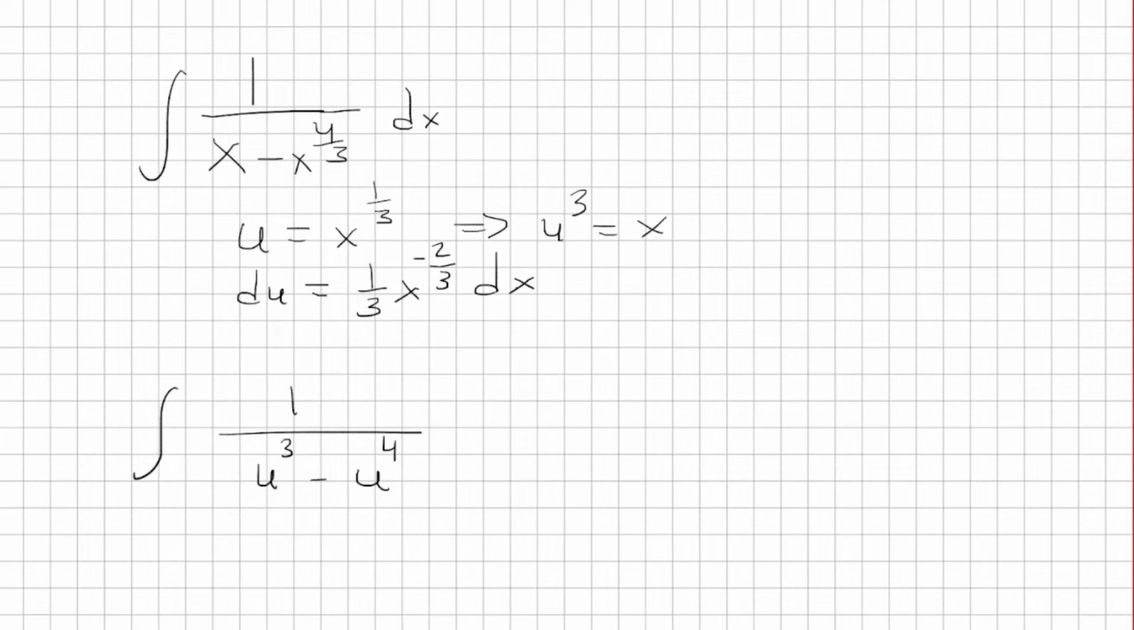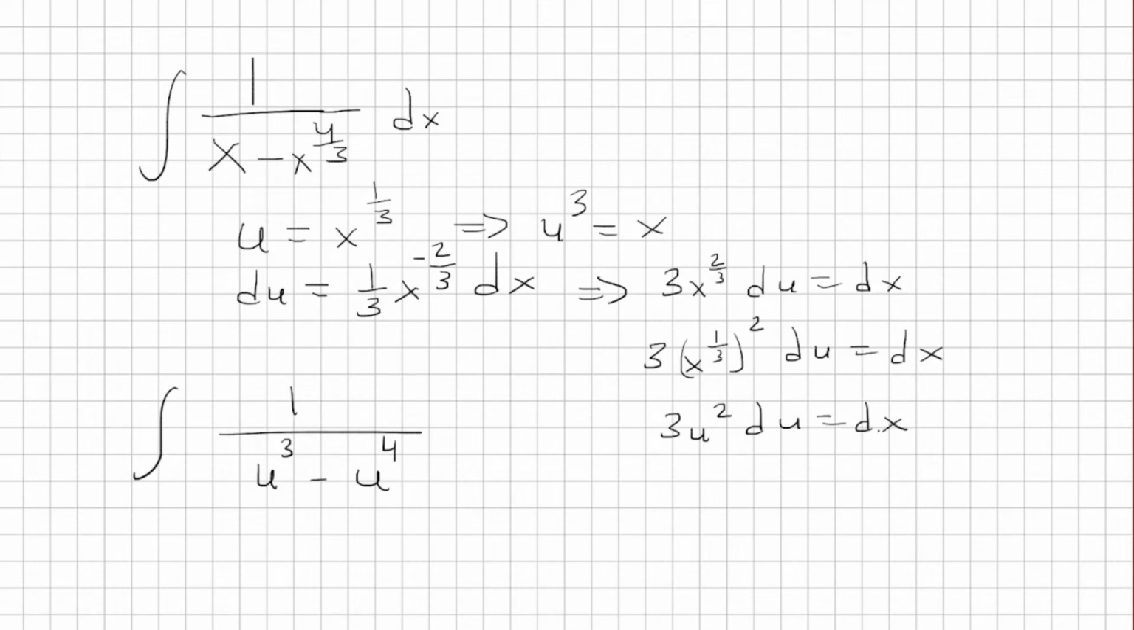And then for dx, we need to multiply both sides by 3 and then x to 2/3. And notice that this is the same thing as 3 times x to the 1/3 squared, which x to the 1/3 is just u. So this will be 3u squared du is equal to dx.